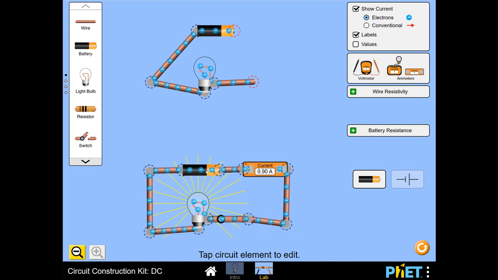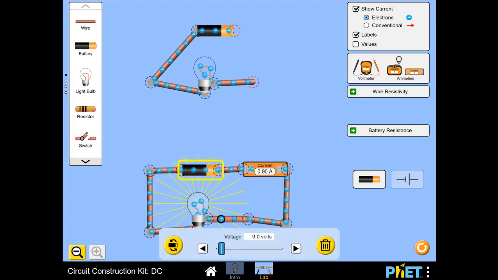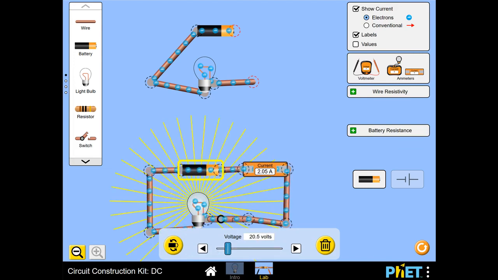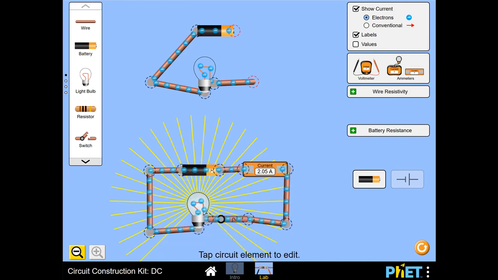Now, I said that voltage would be a measure of how much force and how much energy it would give. So here it says voltage of 9 volts. If I was to increase the voltage, I basically would give the electrons more of a push as they go around. So by increasing the voltage, I was able to push the electrons harder. You can see this is now showing that the light has lit up more strongly. And you can see here that my current has increased.